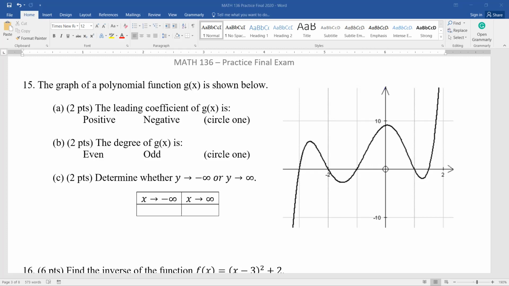When we talk about the other arrow or the other end, talking about the one over here on the right. So when I look at this one, my end behavior is going up, so my y values are increasing or approaching positive infinity. And that is all for question 15.